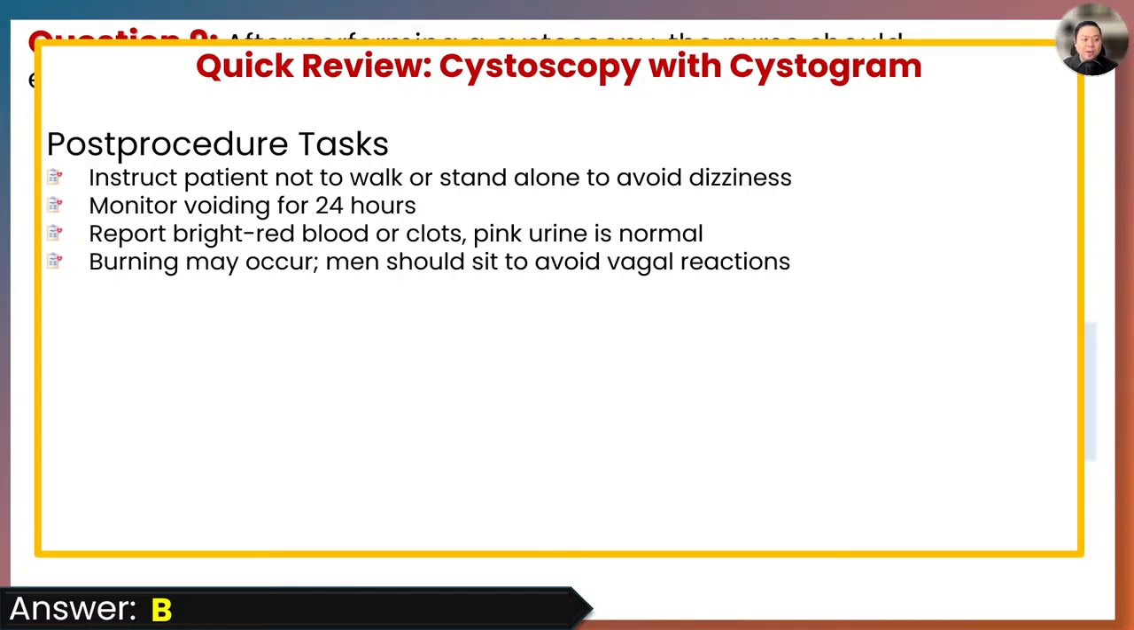Now, there's also a need for us to educate the client that a burning sensation when urinating is something that is expected. And what we can do to help this patient is to allow the male client to sit while urinating to avoid vagal reactions. And this is a temporary intervention. Now, another thing is to encourage fluids, especially oral fluids. This will help dilute the urine, prevent infection, and allow washing of their urinary tract.